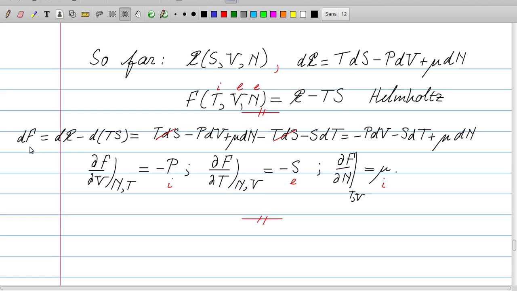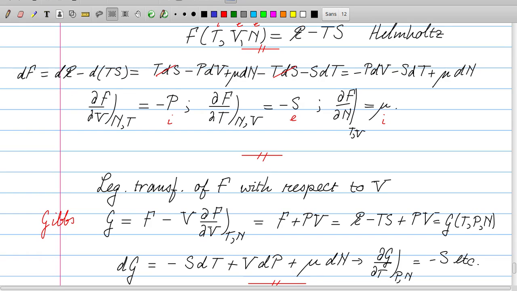Then we can write the differential. dF is dE minus dTS, just like we did before. We get 5 terms, of which 2 cancel, and we are left with 3 terms. And from these 3 terms, we can easily calculate the partial derivatives. So we can calculate dF/dV, which gives me minus the pressure, which is an intensive variable. We can calculate dF/dT, which gives me the extensive variable entropy with a minus sign, and dF/dN gives me the intensive variable chemical potential.